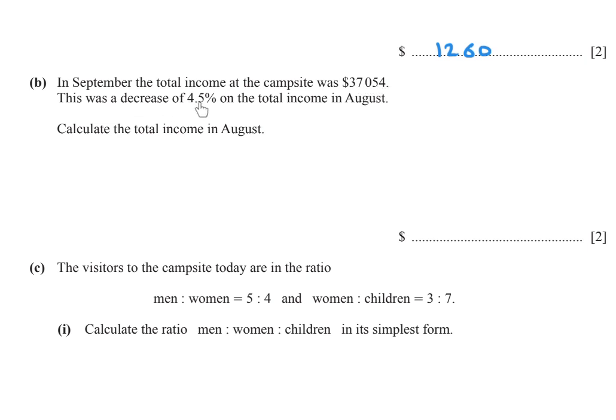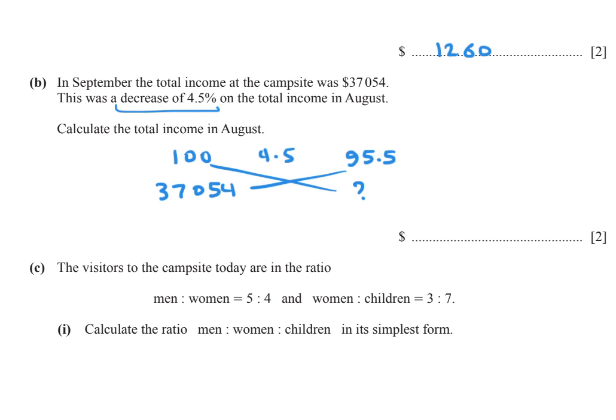B. In September, the total income at the campsite was $37,054. This was a decrease of 4.5% on the total income in August. Calculate the total income in August. So a 4.5% decrease means it was 100, decreased by 4.5, so it becomes 95.5. After the decrease it was 37,054, so you can use the cross multiply method to find the answer. 37,054 times 100 divided by 95.5 equals 38,800.